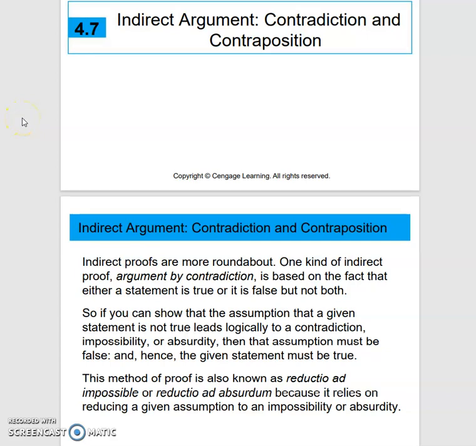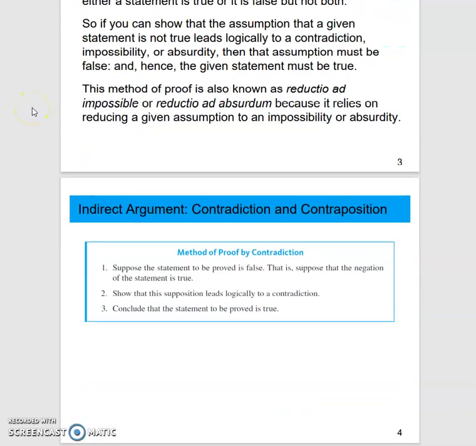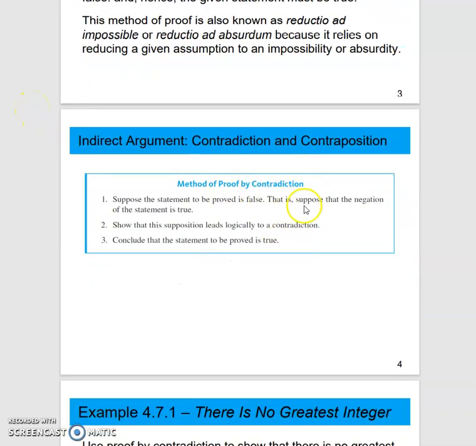Section 4.7, Indirect Argument, Contradiction, and Contraposition. So up till now we've done direct proofs. Now we're going to try other methods. They're going to seem a little bit strange at first, but these are still valid methods. So let's start with proof by contradiction.